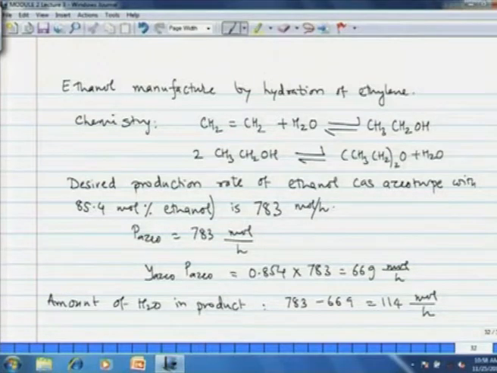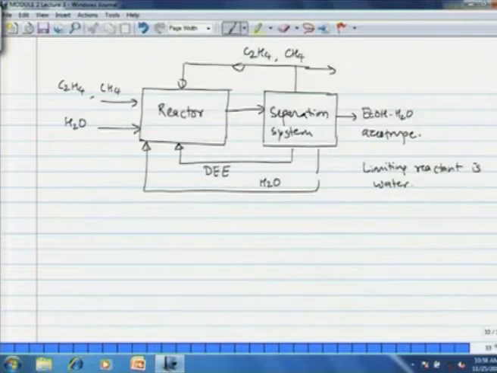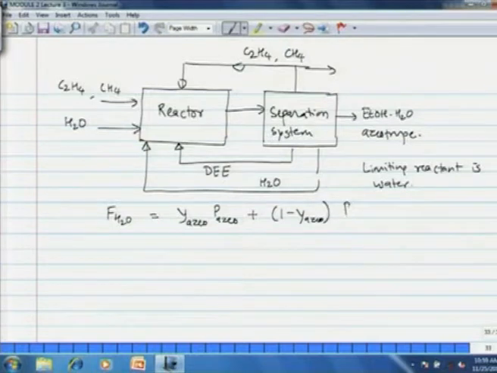Now, the water that is fed to the process, which we have to write in the recycle stream, should comprise of the water that is leaving with the azeotrope and also the water that is required for the reaction. Okay. So, the water stoichiometry is 1. So, the water that is required for reaction is the same as the production rate of absolute ethanol, and the water that leaves with the azeotrope is 1 minus y azeo into P azeo.